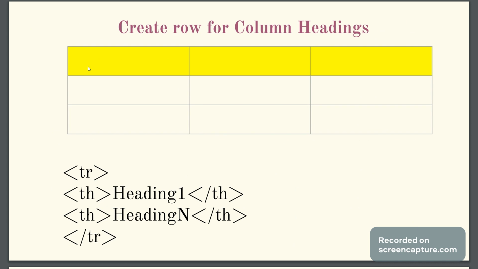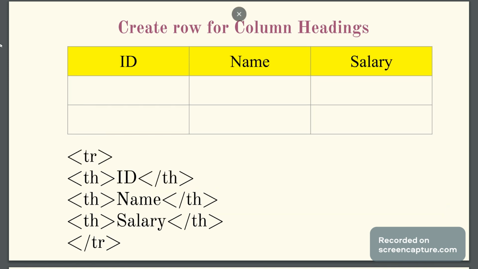Now in this row I have to put up the column heading. So between the start of the tr and end of the tr, I will be mentioning the column headings in the th, that is table heading, and end of th tag. For example, as our EMP table is having ID, name, and salary columns, I can create a row for that heading like this. Start of the row with tr, and as it is a column heading, we will have a tag th, that is table heading.